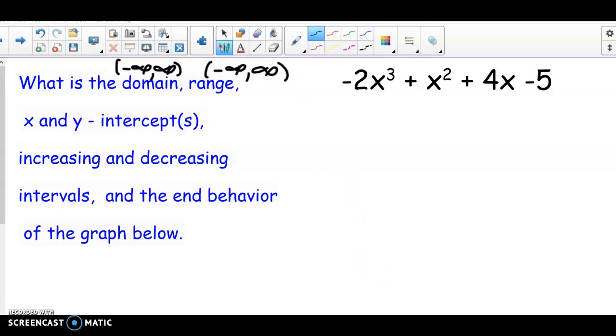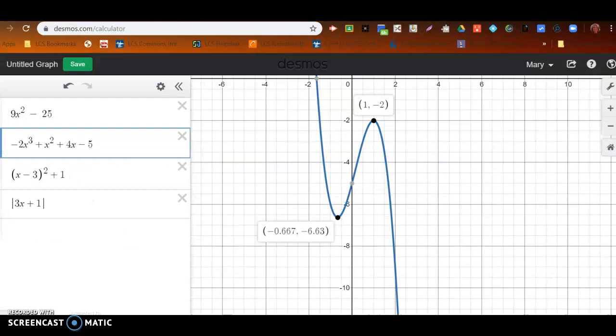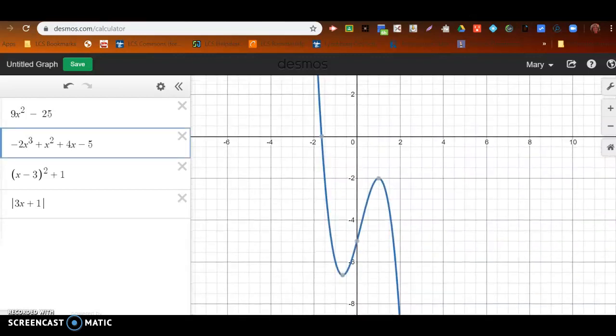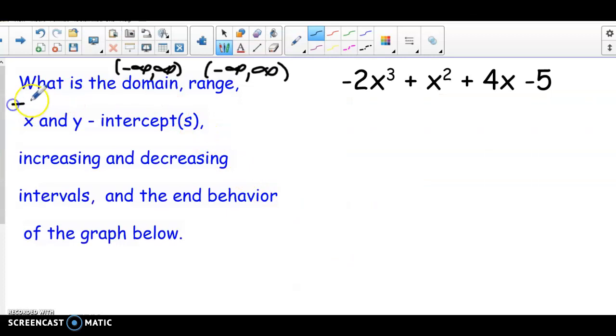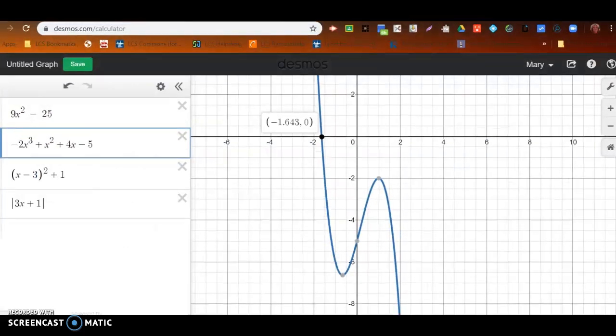If we look at our x and our y intercepts, it crosses my x-axis here at negative 1.643, and that's the only time it crosses my x-axis. If we look at our y-intercept, it crosses here at negative 5.